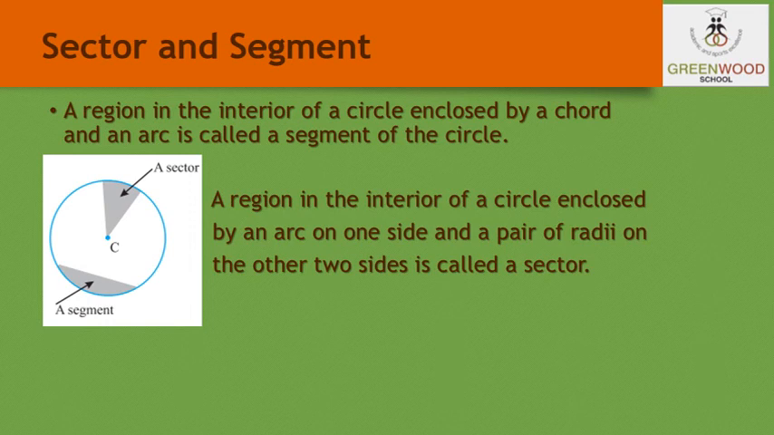Now, what is a sector and a segment? As you can see in the diagram, a region in the interior of a circle enclosed by a chord and an arc is called a segment of the circle. The region is formed by an arc as well as the chord that forms a segment, whereas a region in the interior of a circle enclosed by an arc on one side and a pair of radii on the other two sides is called a sector.